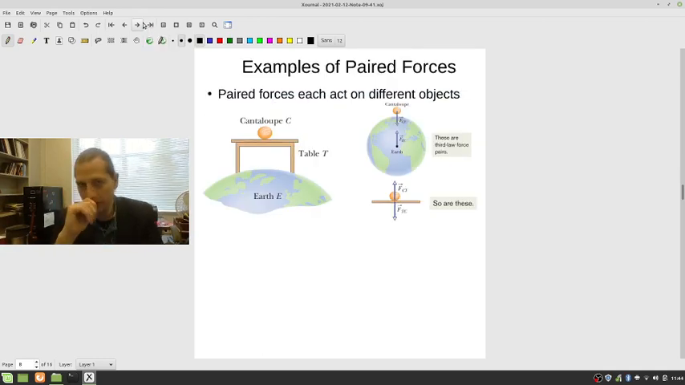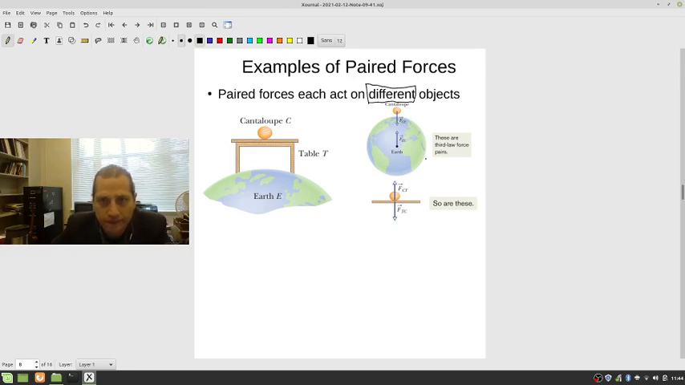Now, in your book, they give you a good example of paired forces. The paired forces that they give you are, for instance, a cantaloupe on a table on planet Earth. And I guess this cantaloupe is the size of, what is this? It's the size of the Atlantic Ocean. Okay, well, in any case, we can exaggerate a little.